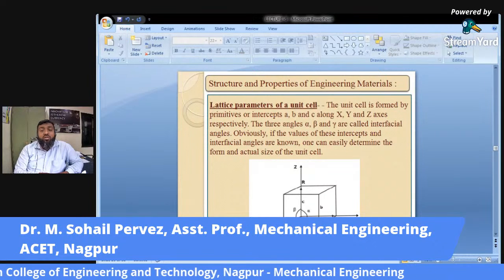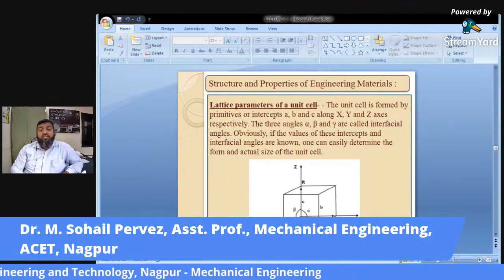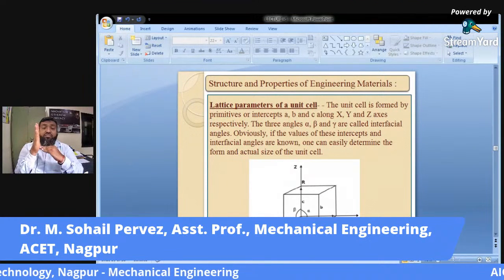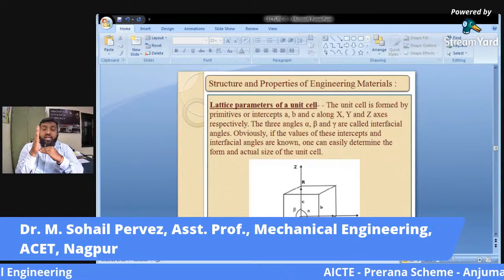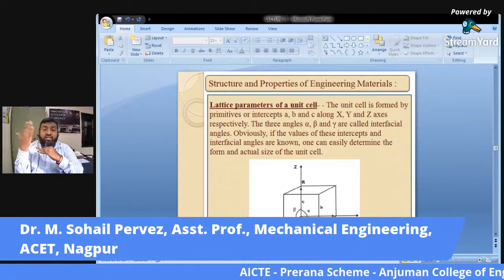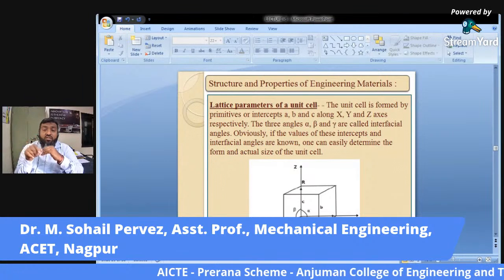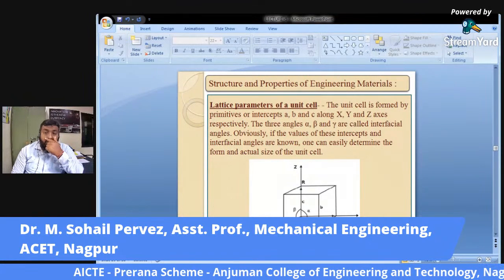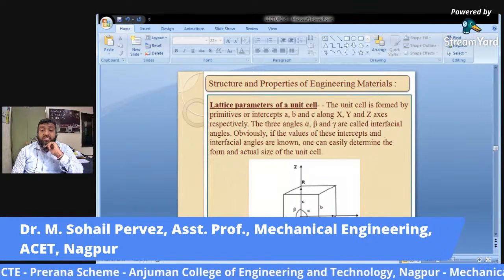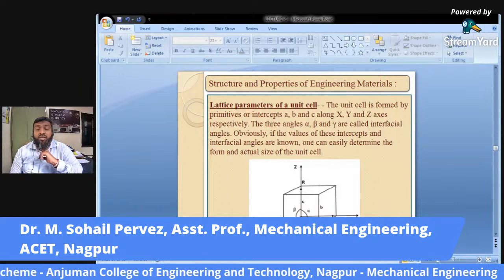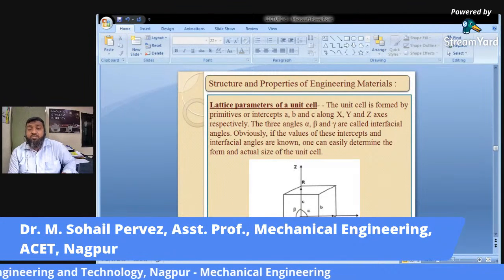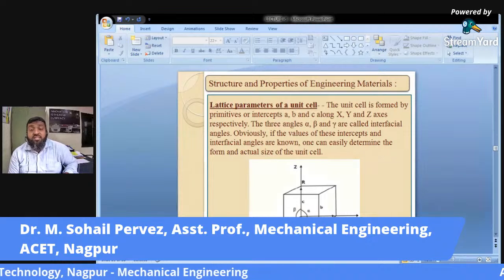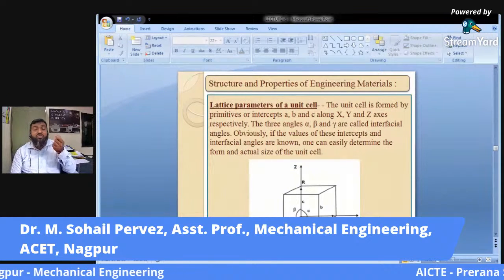Alpha, beta, and gamma are called interfacial angles. These are nothing but interfacial angles. Alpha is the interfacial angle between z and y. Beta is between x and z. Gamma is between x and y. Obviously, if the values of these intercepts and interfacial angles are known, one can easily determine the form and actual size of the unit cell.